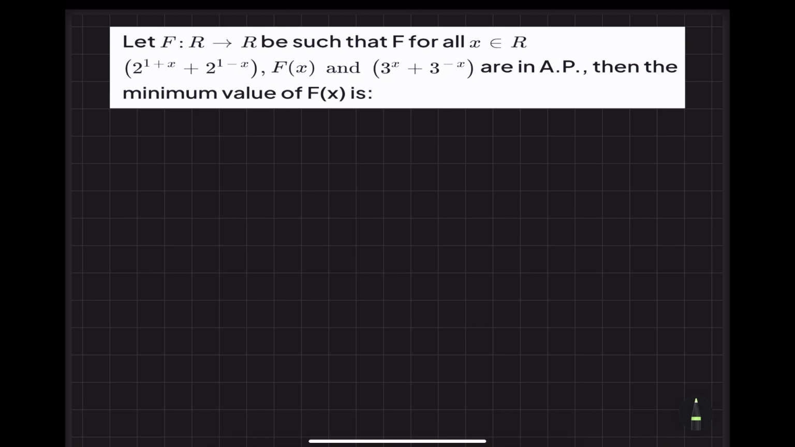So, we got a wholesome new problem in which we are supposed to find: let f be defined from R to R such that for all x belongs to R, these three things are in AP. So, can I say that 2 times the middle term will be equal to the sum of the first term and the third term?